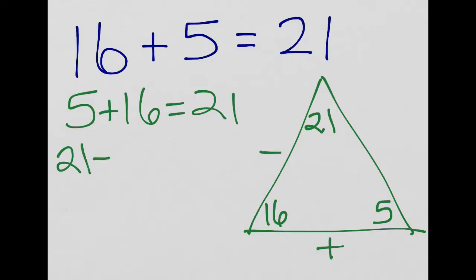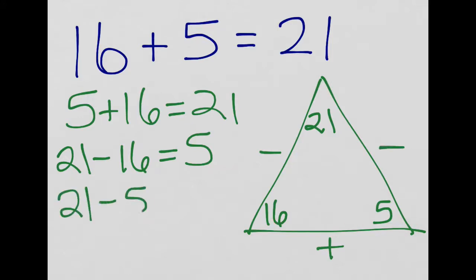21 minus 16 equals 5. And then I can go down the opposite side. I can again start with 21, but I'm going to go down the opposite side of the triangle, and I'm going to say 21 minus 5 equals 16. So this is how you use the triangle strategy. Notice I'm going to add or combine the two pieces here at the bottom to get the number at the top, or I'm going to start with the top number and then take away one of the pieces at the bottom to get the other one.